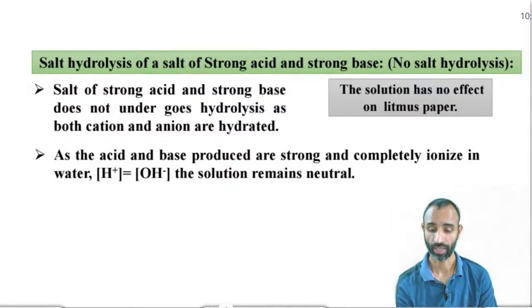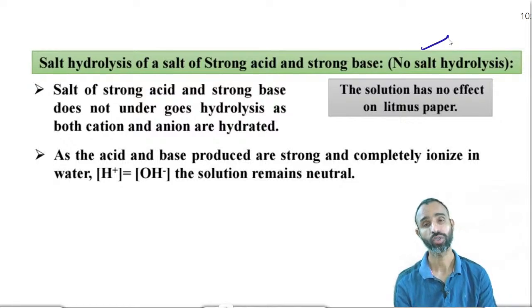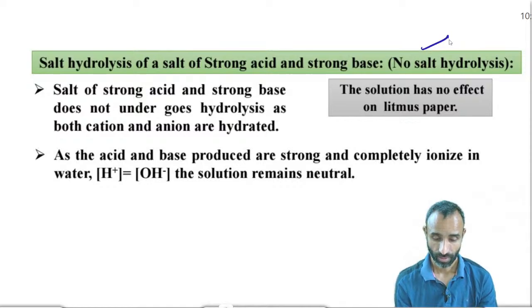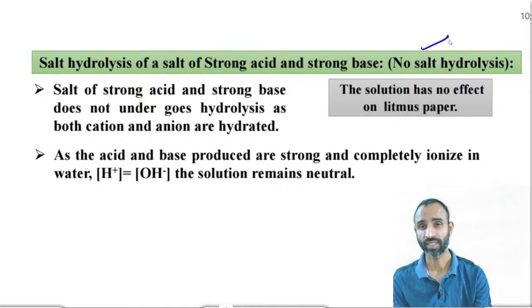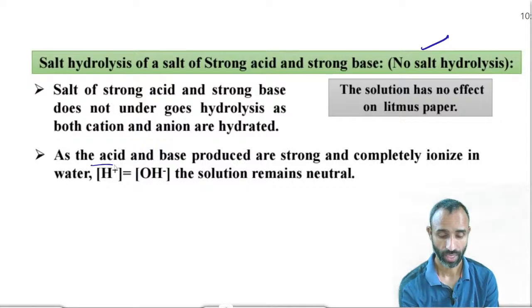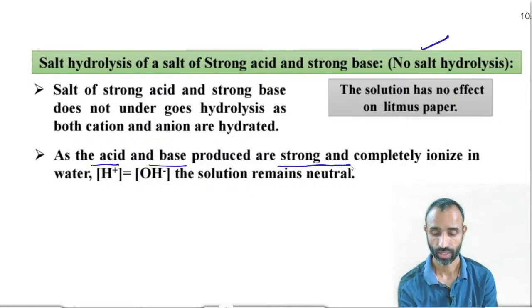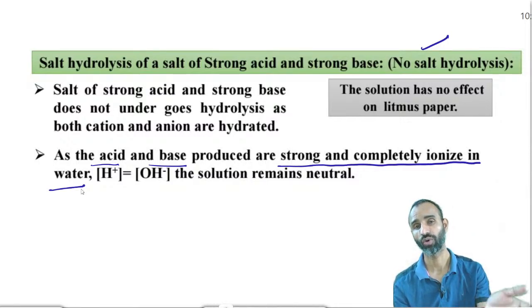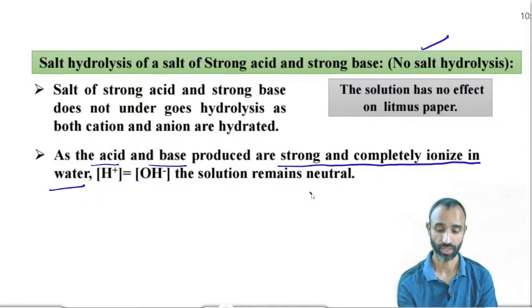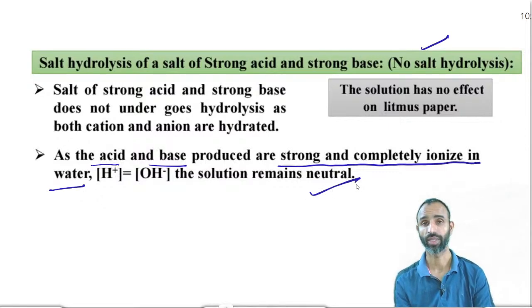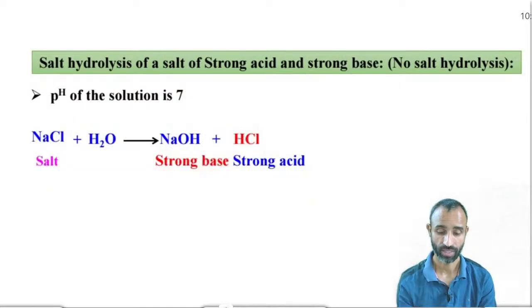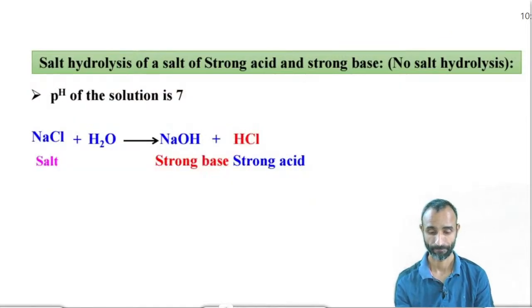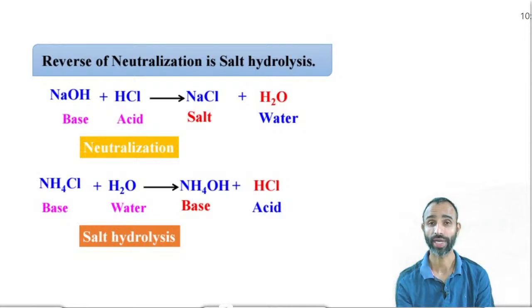So first I told you, salt of strong acid and strong base cannot be hydrolyzed. These ions are only hydrated, because the acid and base produced are strong and therefore they completely ionize in water, and H plus ion concentration is equal to OH negative ion concentration. Therefore, it remains neutral. Its pH is always 7. So there is no salt hydrolysis.